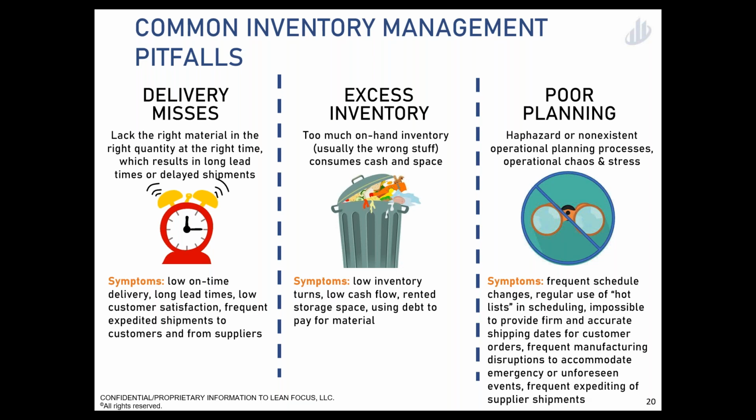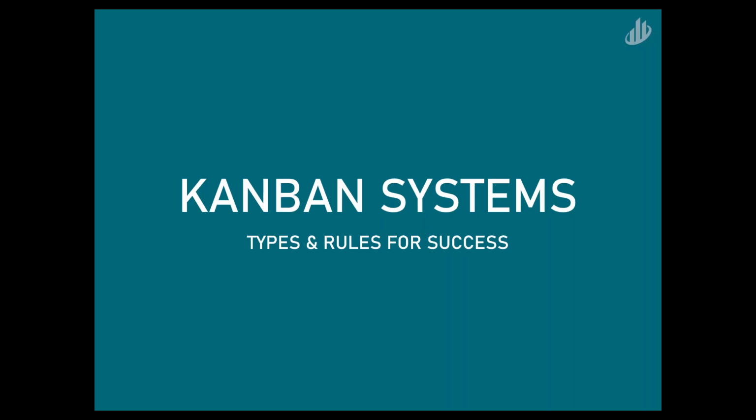So when we talk about pitfalls, we're asking ourselves, are we delivering like we're supposed to? Do we have too much excess inventory to try to cover delivery? And our planning process is just so haphazard that we're not predictable and reliable. Remember, when you talk about lean, you'll hear words like agile, flexible, reliable, sustainable, dependable. These kinds of pitfalls indicate that your lean culture is not sustaining correctly. All right, so let's talk about Kanban systems.